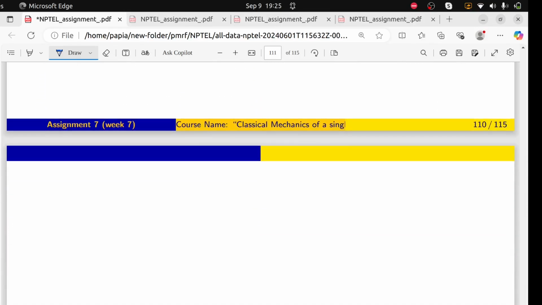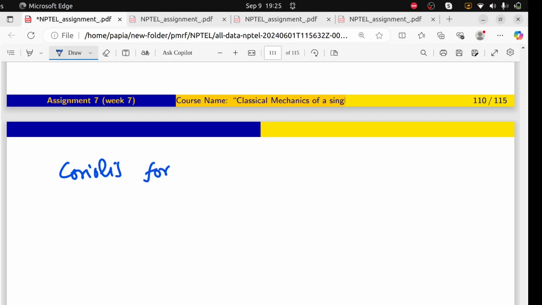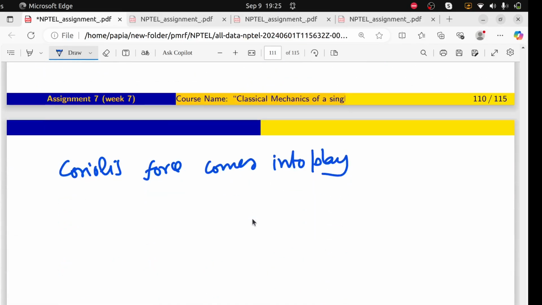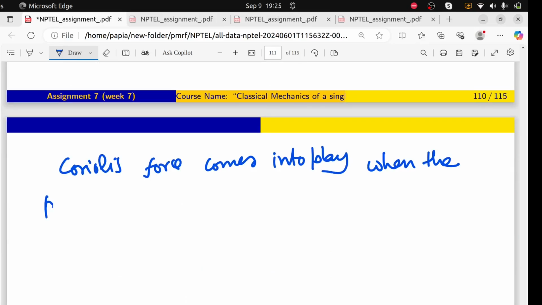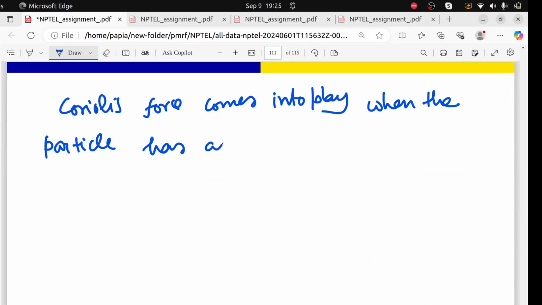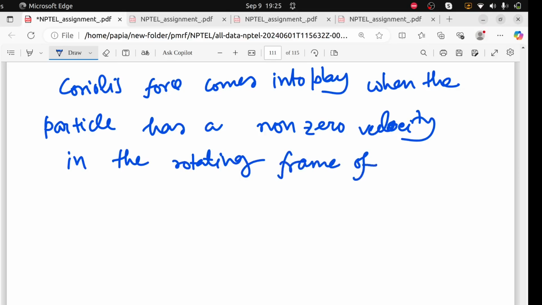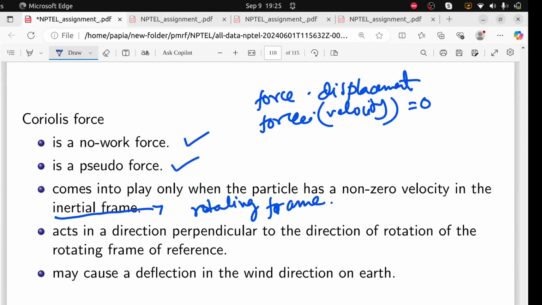Maybe I can write here: Coriolis force comes into play when the particle has a non-zero velocity in the rotating frame of reference. Okay, so this is not correct, whatever is given here.